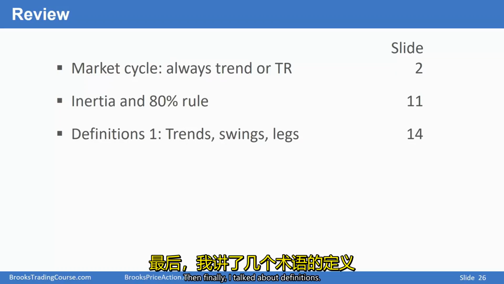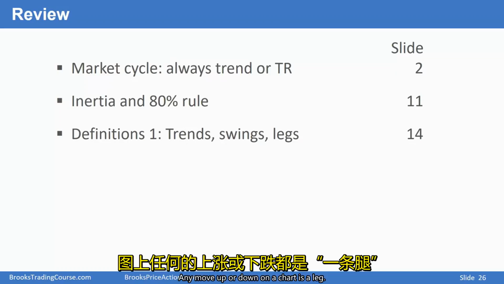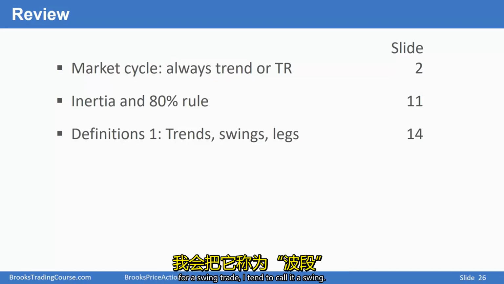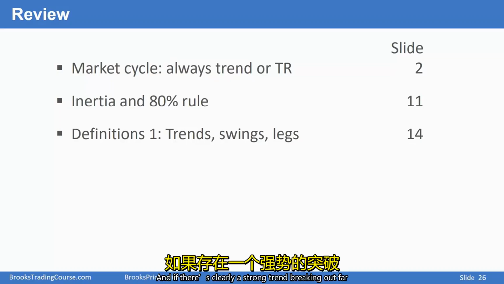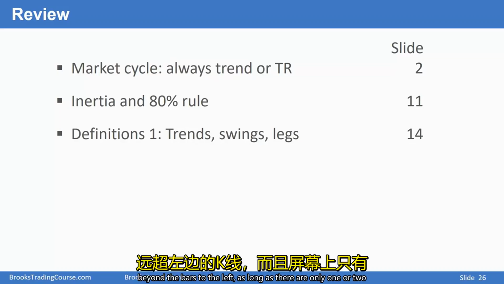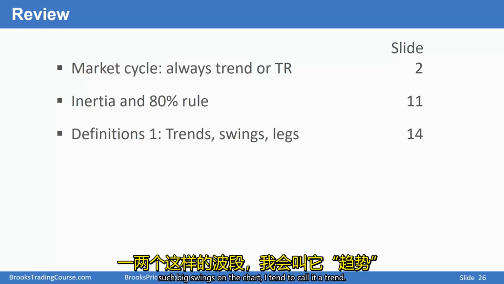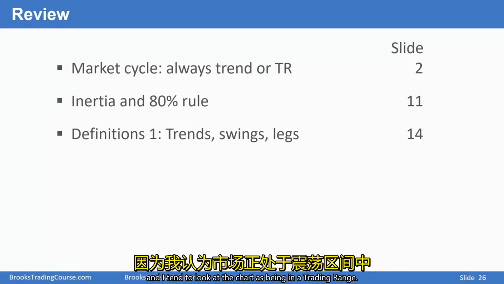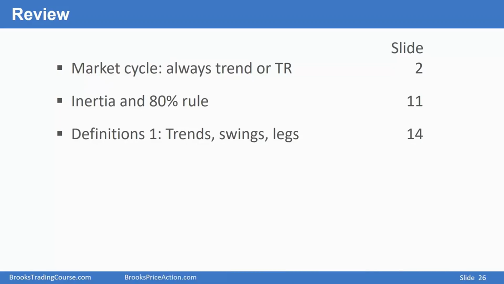And then finally, I talked about definitions. Any move up or down on a chart is a leg. If the leg goes up far enough or down far enough for a swing trade, I tend to call it a swing. And if there's clearly a strong trend breaking out far beyond the bars to the left, as long as there are only one or two such big swings on the chart, I tend to call it a trend. If there are three or more, I tend to call them swings. And I tend to look at the chart as being in a trading range.